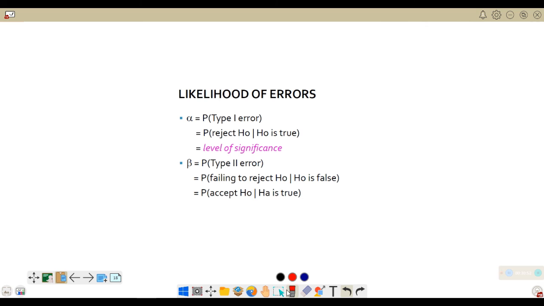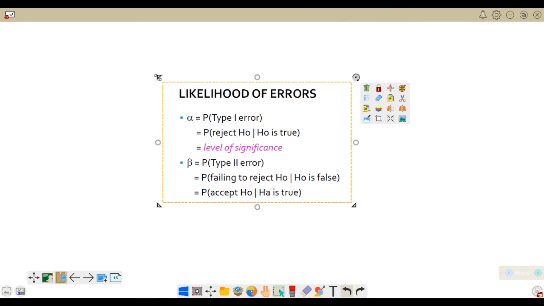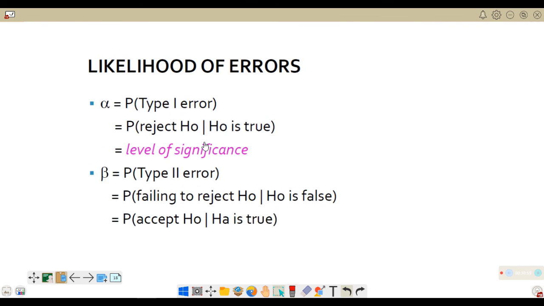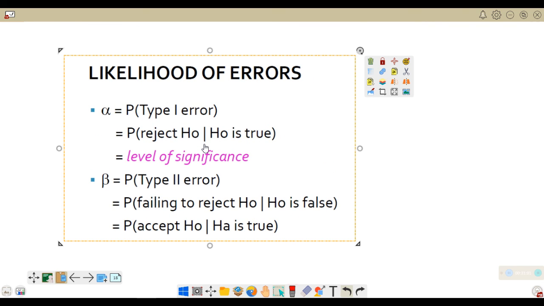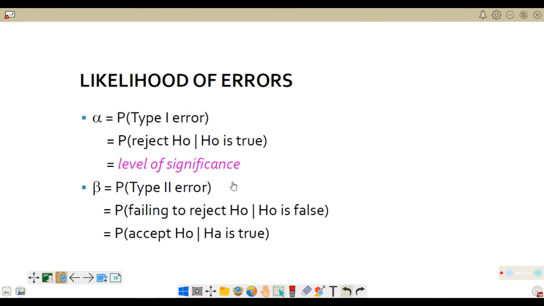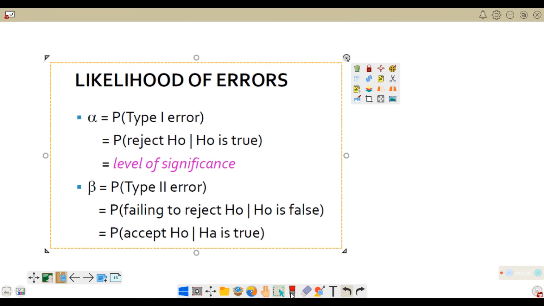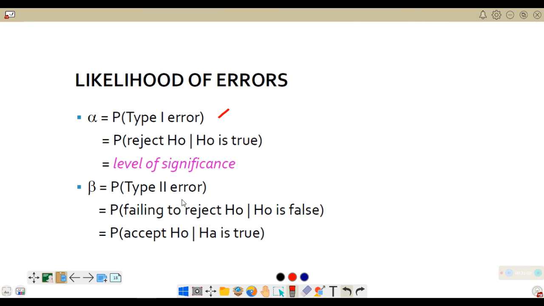Okay. Now, what is the likelihood of errors? This is represented by alpha, or type 1 error. Usually, ito lang yung tinetest natin. Hindi tayo nagbe-beta, hindi tayo nagta-type 2 error testing. Hindi natin mini-measure yung likelihood of error for beta.